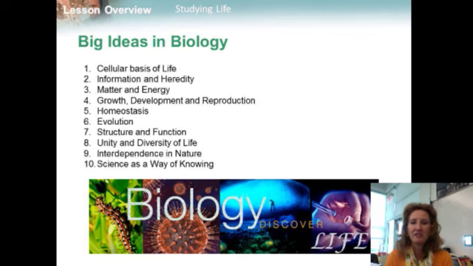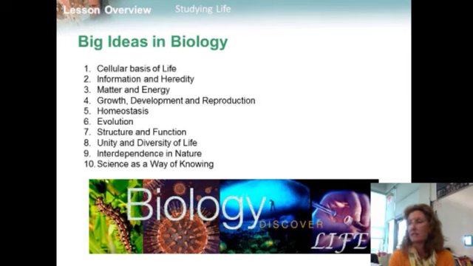Unity and diversity. Life is very diversified. Just look around, look outside the windows of the classroom. But the essence of all living things is fundamentally similar at the molecular level. We are carbon-based molecules. DNA and protein is what we're pretty much all made of. The next is interdependence in nature. The relationships between organisms and their environments depend on the cycling of matter and the flow of energy in our biosphere. We are a living planet on a living planet.